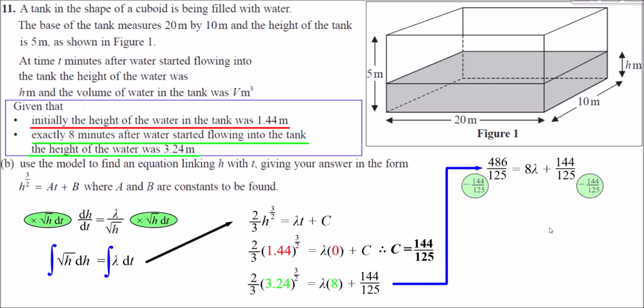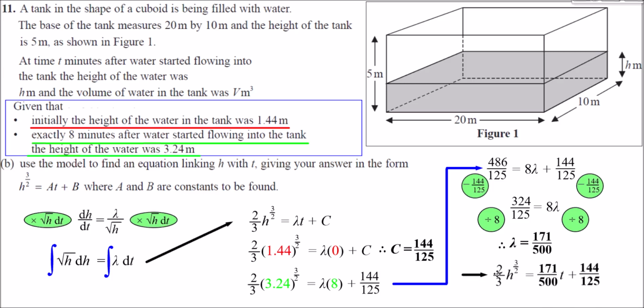So if I subtract 144 over 125 from both sides, I get that 8 lambda is 324 over 125. Therefore, lambda I can get by dividing both sides by 8. So lambda must be 171 all over 500. So I've worked out lambda, I know what the constant of integration is, and so now I know that 2/3 h to the power 3 over 2 equals 171 over 500 times t plus 144 over 125. So that's what I've got here. 2/3 h to the power 3 over 2 is the subject.